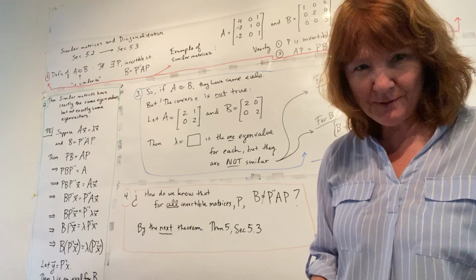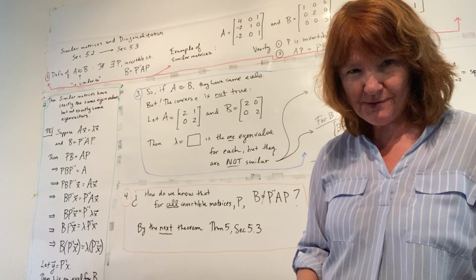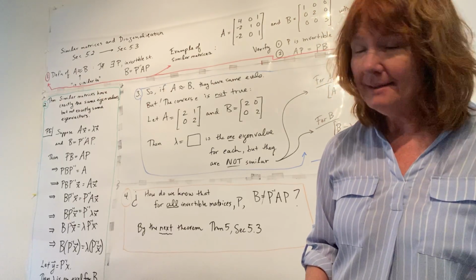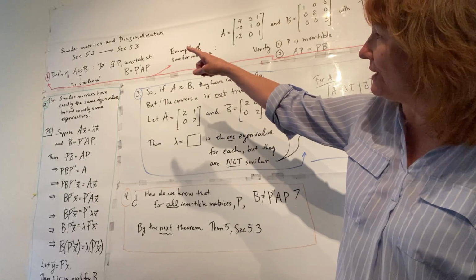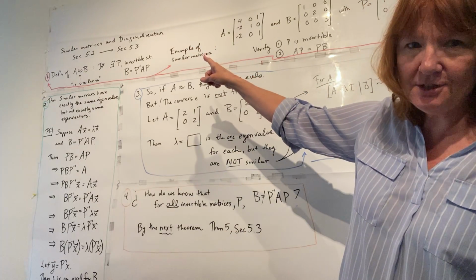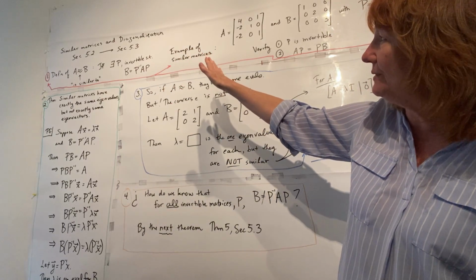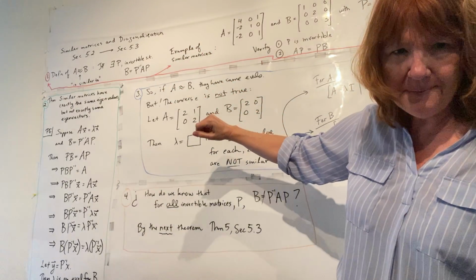Okay, Math 2318, linear algebra students. We're on the last week of material. Today I'm going to talk about similar matrices and diagonalization. So that's getting us from the end of section 5.2 into section 5.3.